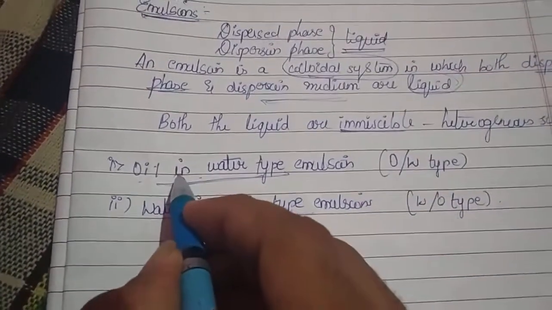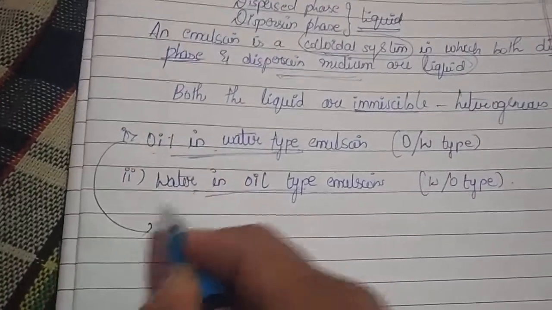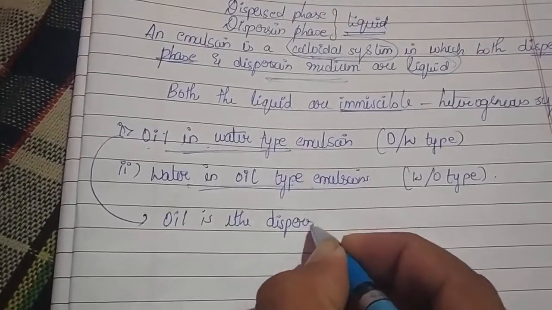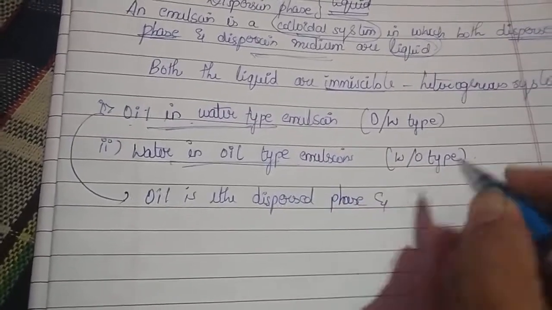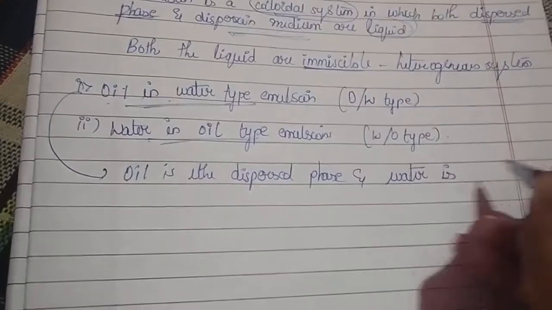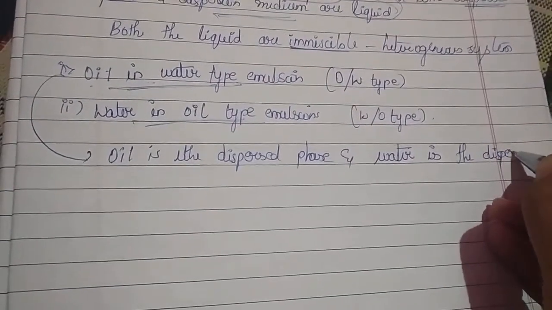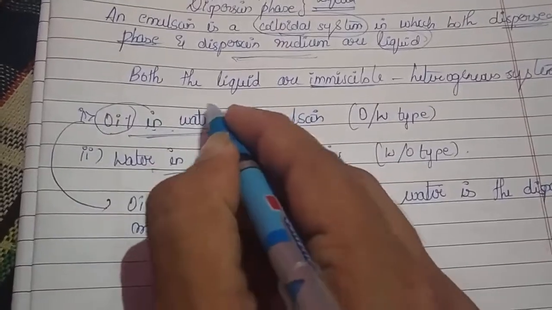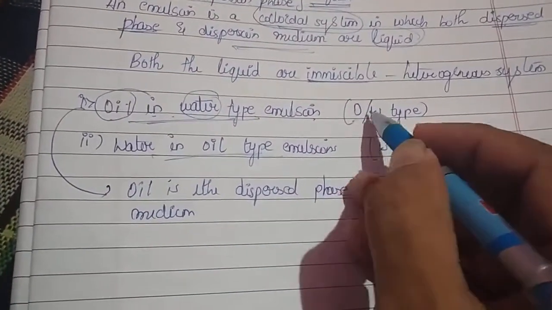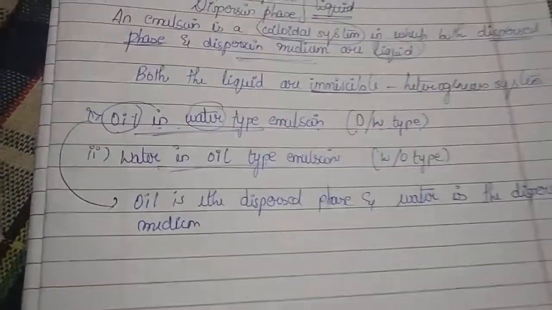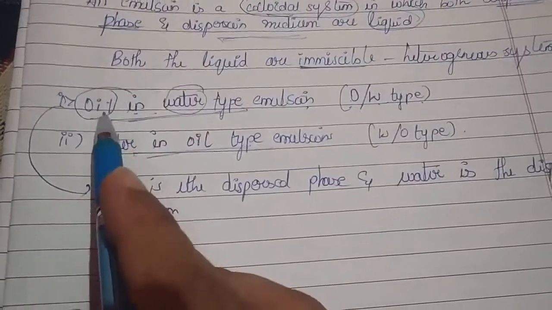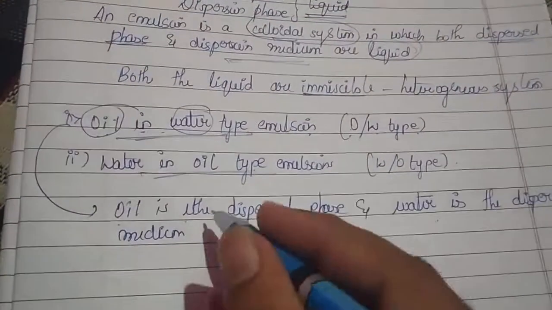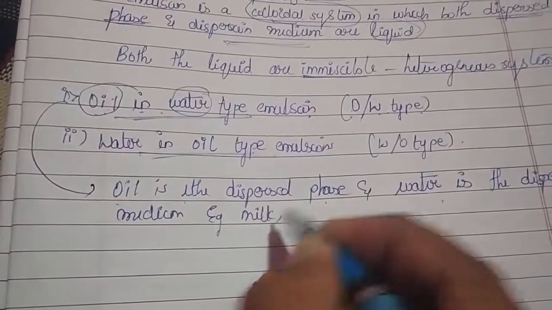Remember, in the first classification of emulsion, oil is the dispersed phase and water is the dispersion medium. That is the reason we call it oil in water type emulsion, or O/W, which means oil in water type. So in this scenario, oil is the dispersed phase and water is the dispersion medium. What are the examples if you ask me? It could be milk, it could be vanishing cream.